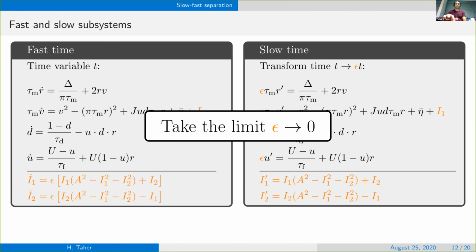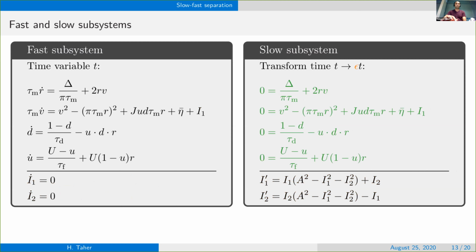And what this means, in the fast time, we will obtain the fast subsystem here. In the fast subsystem, the derivatives of I1 and I2 are 0. So the forcing is infinitely slow. So I1 is just a simple parameter.